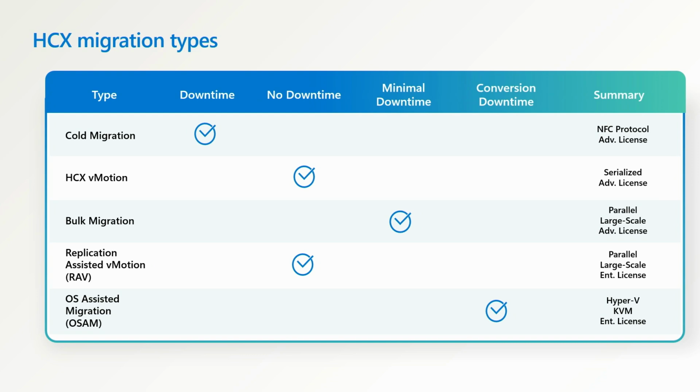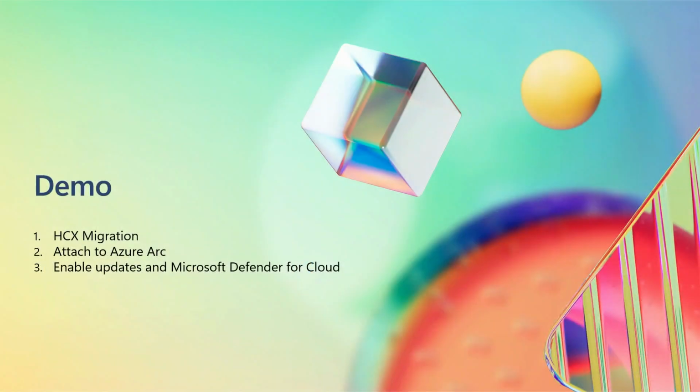You can do parallel replication. Same with replication-assisted vMotion. It's replicating, does that final delta sync, migrates over. And then, of course, with the conversion downtime for OS-assisted migration, OSAM, it's going to take a little bit and convert the OS, but there'll be some downtime. So now we're actually into the demo of the HCX migration, and then I'm going to attach it to Azure Arc and enable updates through the portal.